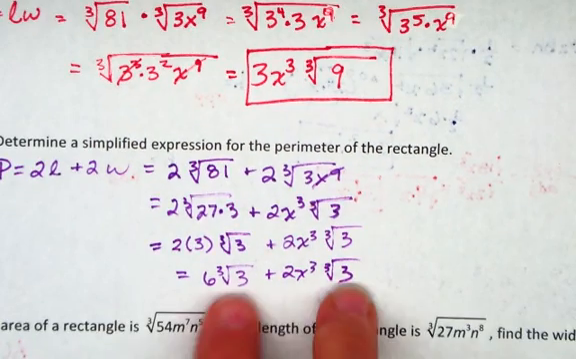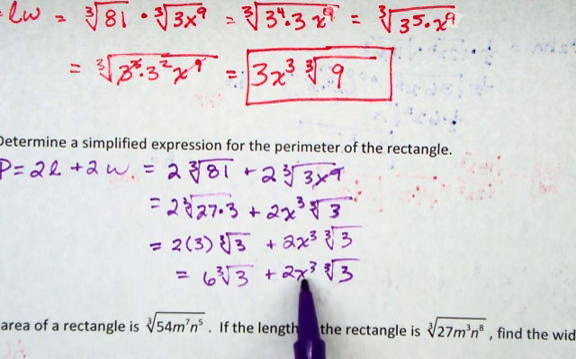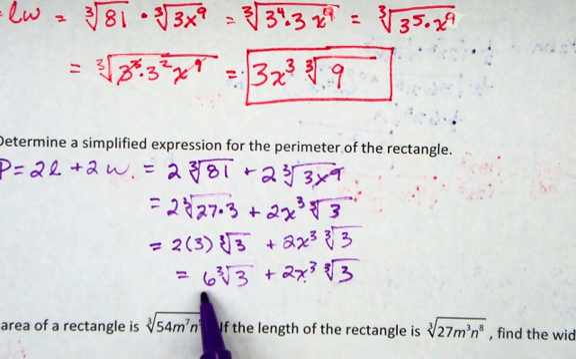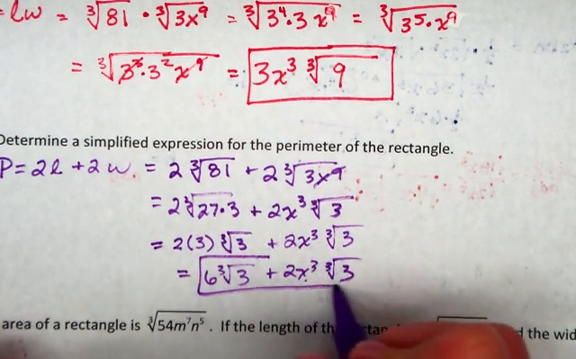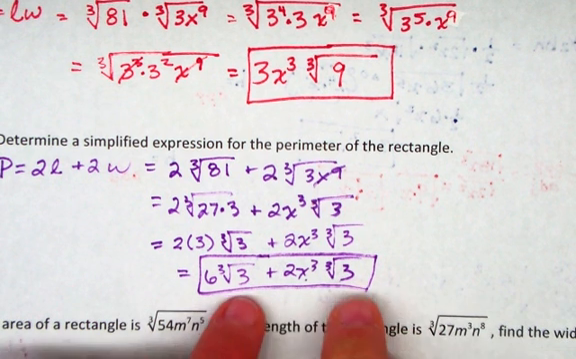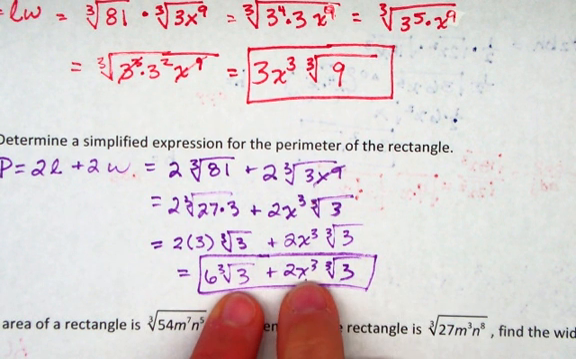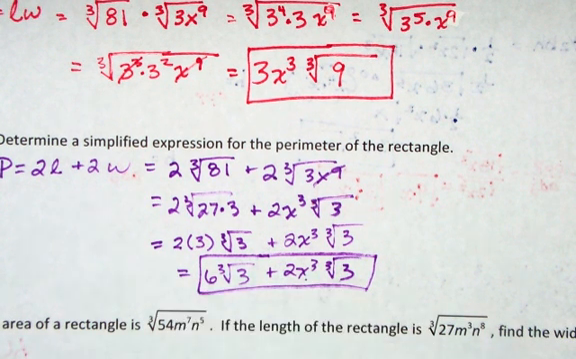Now, these are like terms, the cube roots of 3, but this x cubed cannot be added to the 6, so we would have to leave this as is. Okay, so even though the roots are the same, because there's an extra x cubed here, we're unable to add these two terms. They are not like terms.